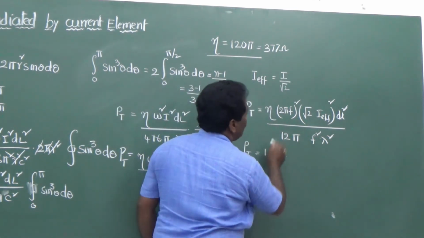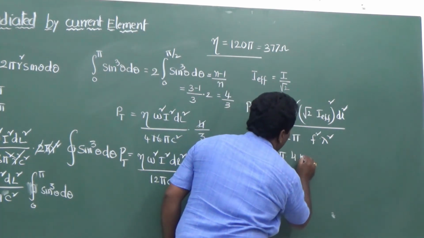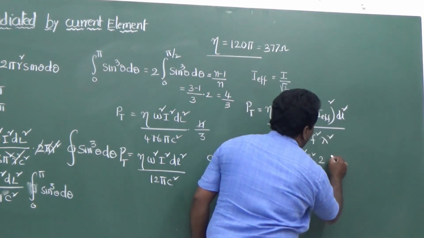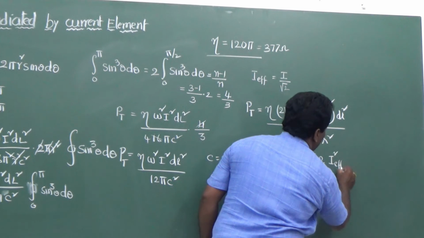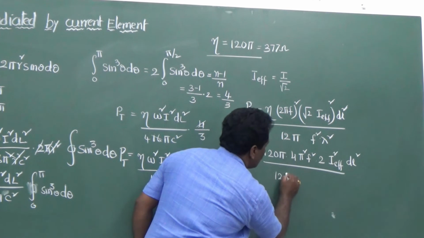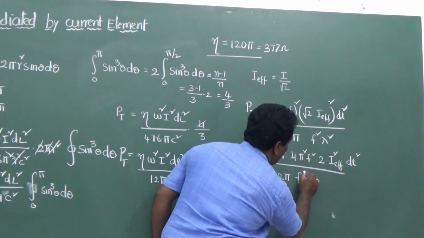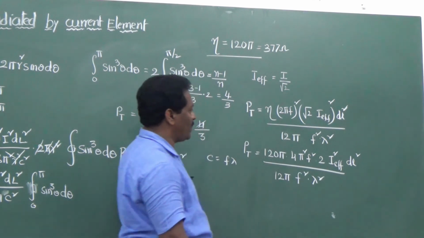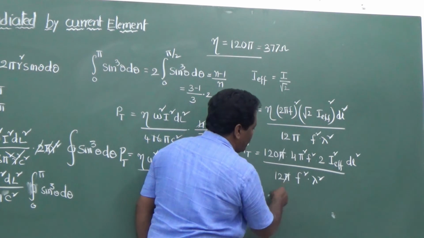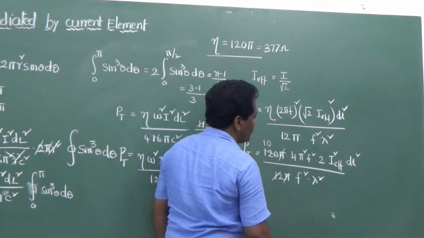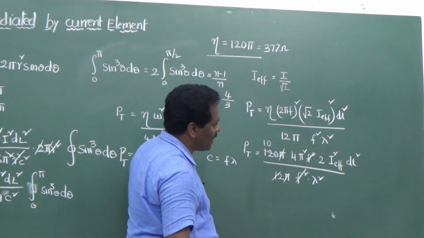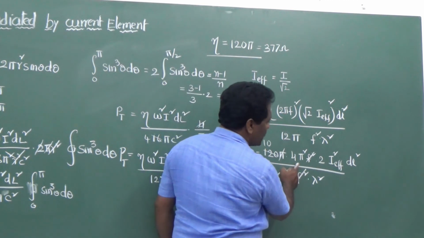Then 2 pi f whole square gives 4 into pi square into f square, into root 2 whole square into I square effective, into dl square divided by 12 pi into f square into lambda square. So this is the way you have to do this problem. With 120 pi and 12 pi, pi and pi will be cancelled and this will be 10 times here, and f square and f square will be cancelled. Then you can say this is 4 pi square.